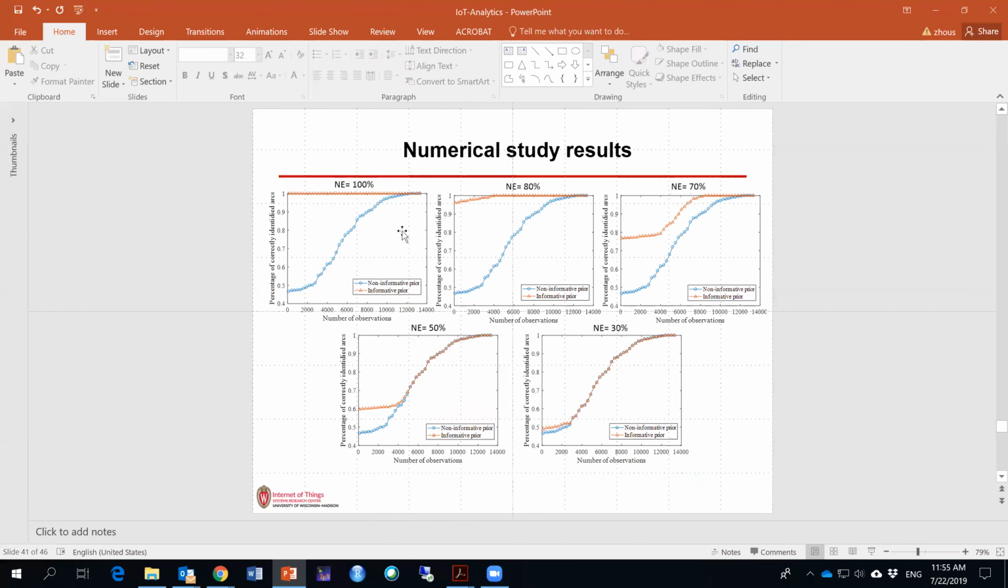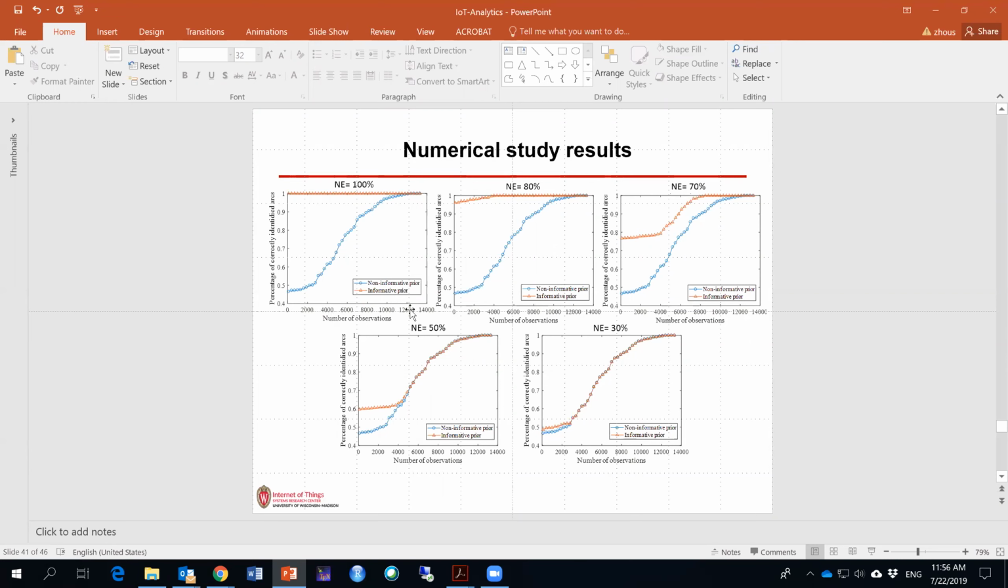So I skipped the details, and we did a simulation study and real data testing to see the effectiveness of the learning. Here is the learning result. You can see the blue line is without transfer learning. The red line is with transfer learning. The vertical axis is learning accuracy, essentially the percentage of edges we learn correctly. The horizontal axis is the number of samples we need.